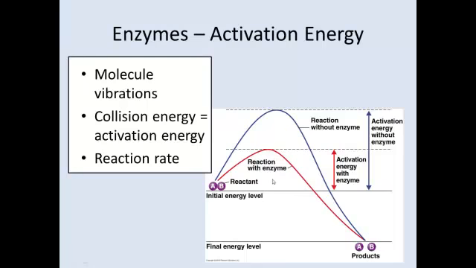Now, we call this activation energy, or the energy of activation. The book calls it collision energy. So without an enzyme, you need this much energy. But if you have an enzyme, you only need this much energy, and it happens more easily with less energy expenditure, and it's also controlled.